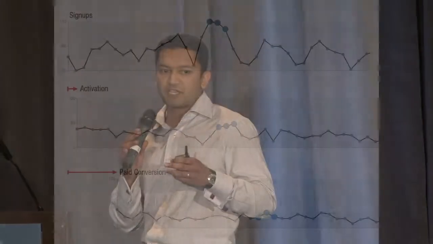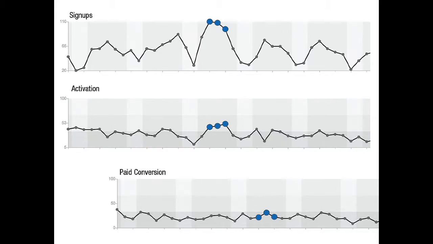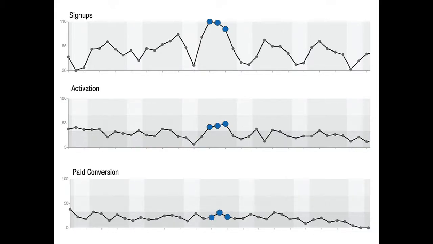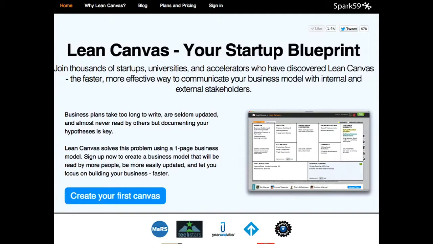And this is where cohorts really help. So what cohorts do is they essentially let you group your customers and keep their events together so that you can more accurately derive cause and effect. So what I'm going to do next is walk through a small case study using one of the products we built, Lean Canvas, and show you how we put all of this to practice.